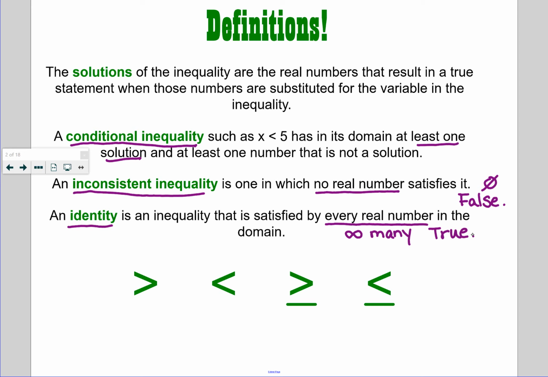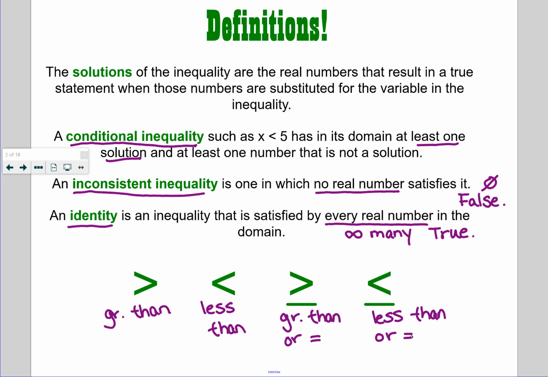The symbols that you're going to see when we discuss inequalities are greater than, less than, greater than or equal to, and less than or equal to. If you're not familiar with these, you probably want to write this down. Greater than, less than, greater than or equal, and this one is less than or equal.